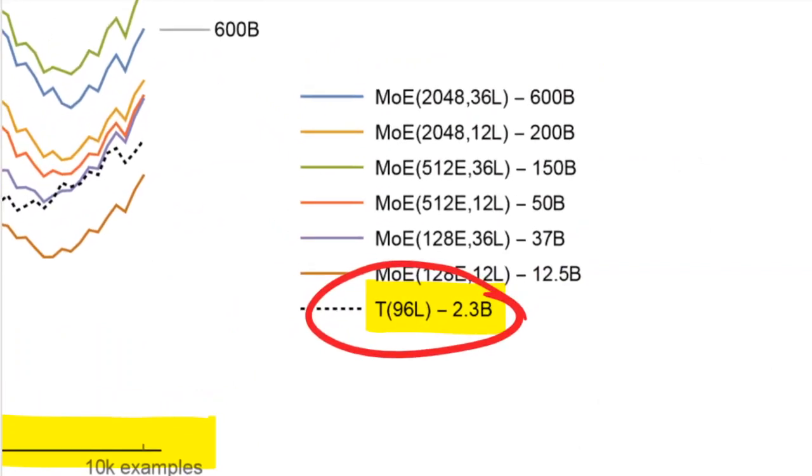So the baseline model, as you can see, has 2.3 billion parameters, even though it takes that much longer to train. And that's, as we said, a function of the fact that it's dense and deep. So that hurts in training efficiency.